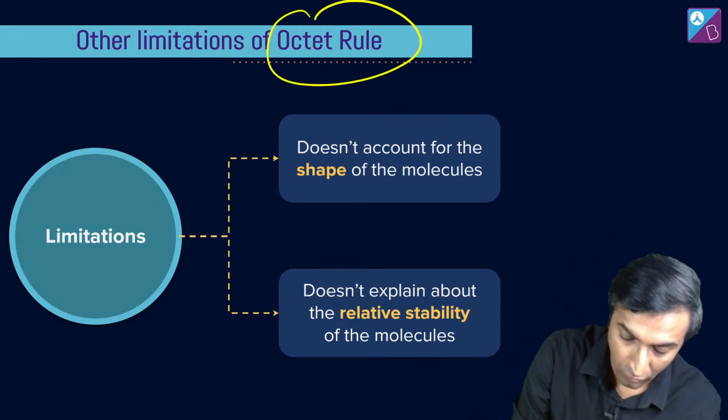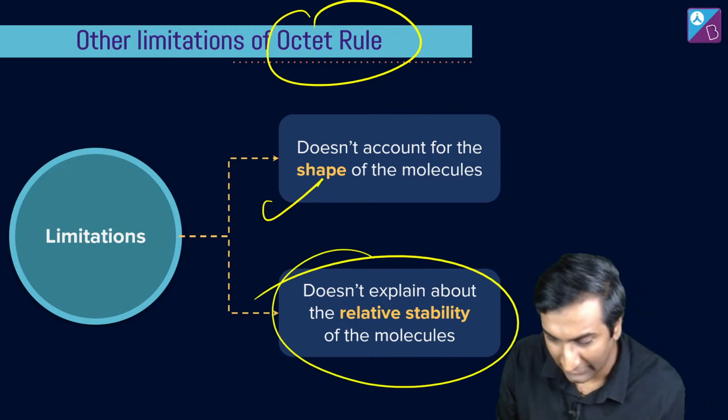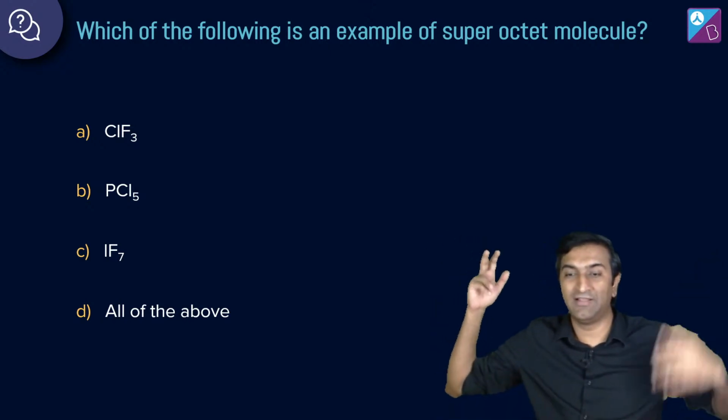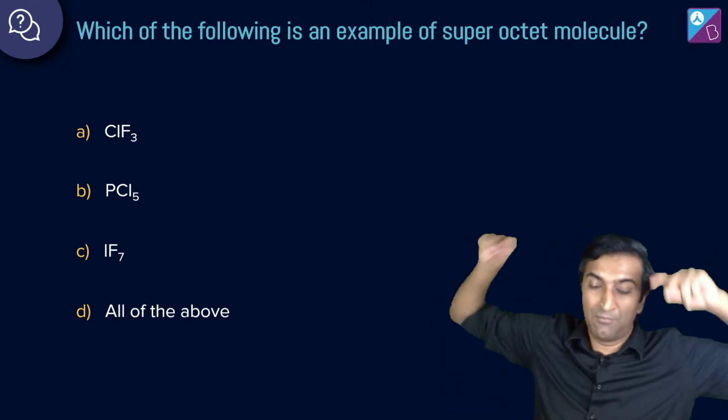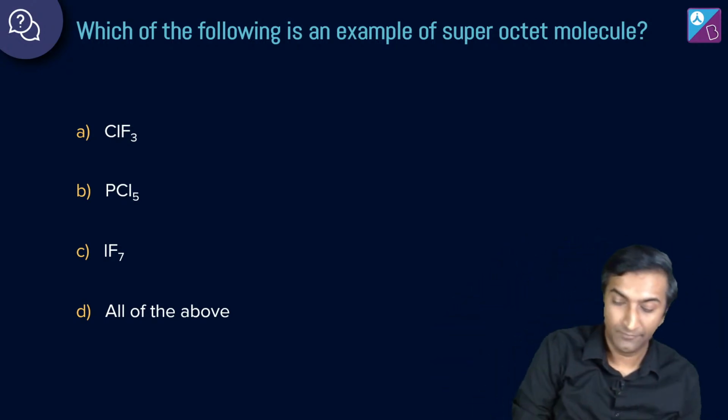Limitations of this whole octet rule is it doesn't account for the shape of the molecules, doesn't explain the stability of all these extra things. ठीक है, चलो कुछ और सवाल करते हैं। उठ जाइए सब लोग, सावधान। Which of the following is an example of a super octet molecule या फिर hypervalent?